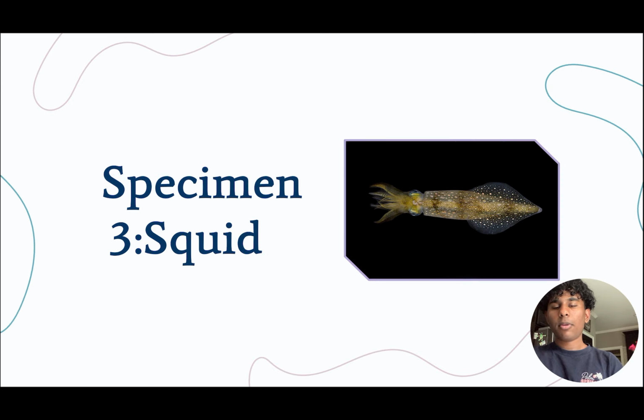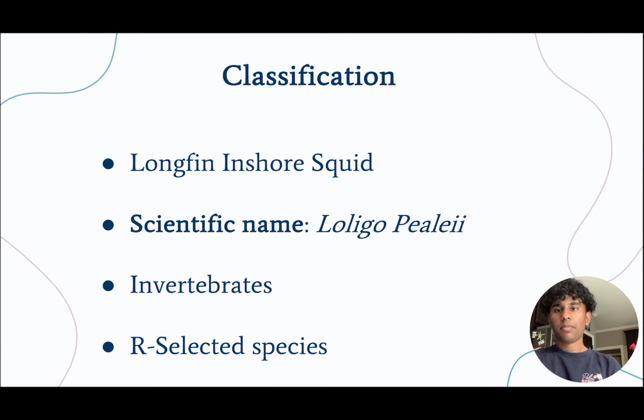I now want to talk about our third specimen, which is a squid. The longfin inshore squid, known by its scientific name, Loligo pealeii, are invertebrates, and they also are r-selected species, which means that they prioritize high reproductive rates and rapid population growth in often unpredictable and unstable environments.